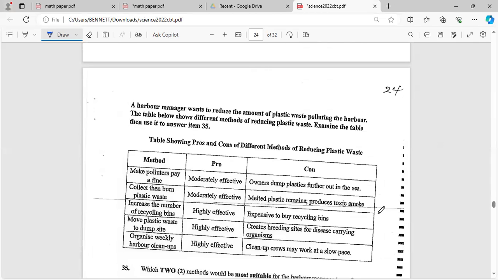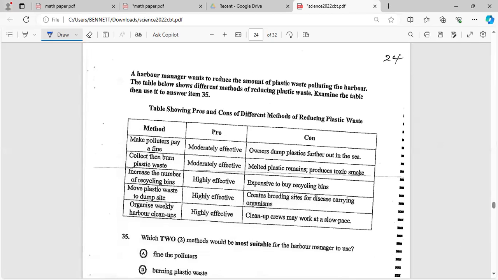Oh, this is 35. As I was saying, I didn't do this 35 at all. The harbor manager wants to reduce the amount of plastic waste pollution. The table shows different methods of reducing plastic waste. Examine the table and use it for item 35. That makes sense now, because I was saying I didn't see 35.